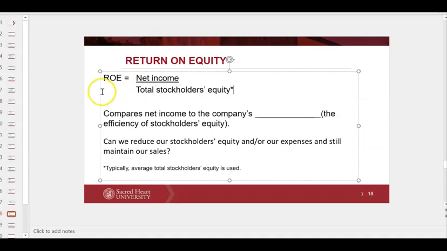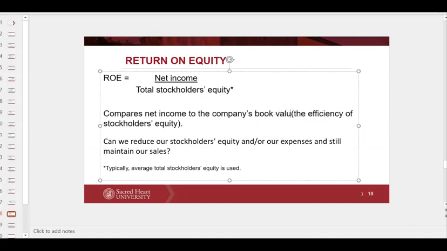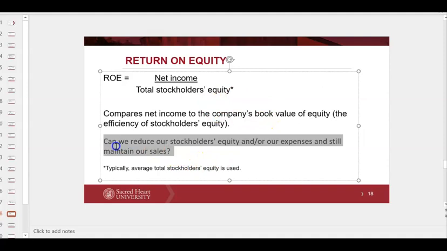Again, typically we're going to use the average amount since net income covers a period of time and stockholders' equity is at a point in time. For simplicity, I'm just going to use total stockholders' equity. It compares net income to the company's stockholders' equity. I'm going to use the term book value of equity, and we're going to define that on the next slide. It's just another way of saying total stockholders' equity. Management wants to know, can we reduce our stockholders' equity and/or our expenses and still maintain our sales? This is how we can increase our ROE.